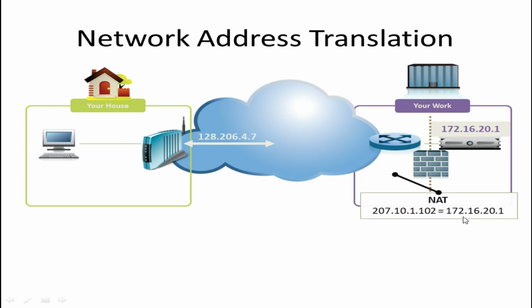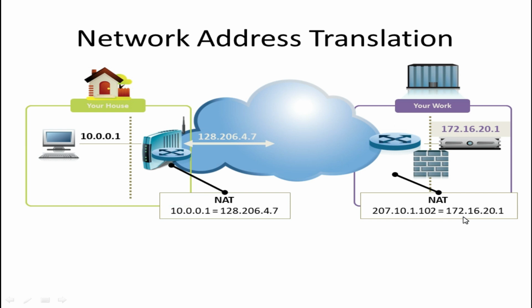So let us put NAT into the picture now. You can see 172.16.20.1 is NATed to one of the public IPs, that is 207.10.1.102, and now you are able to communicate as you were doing earlier. Now let us make another change to the scenario.